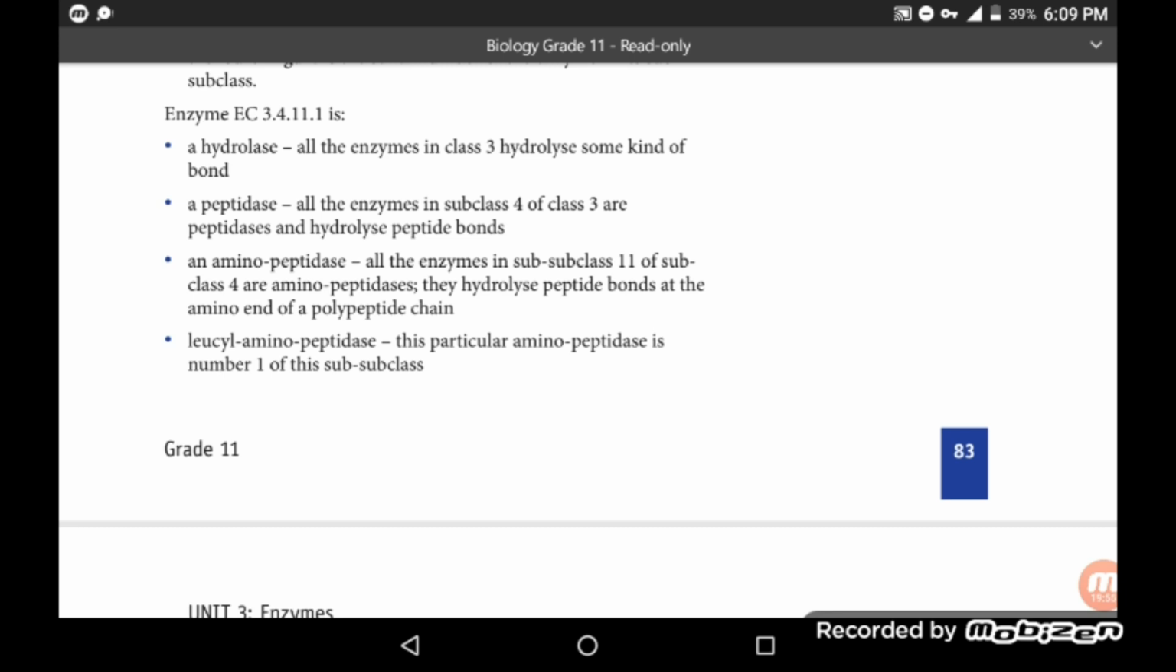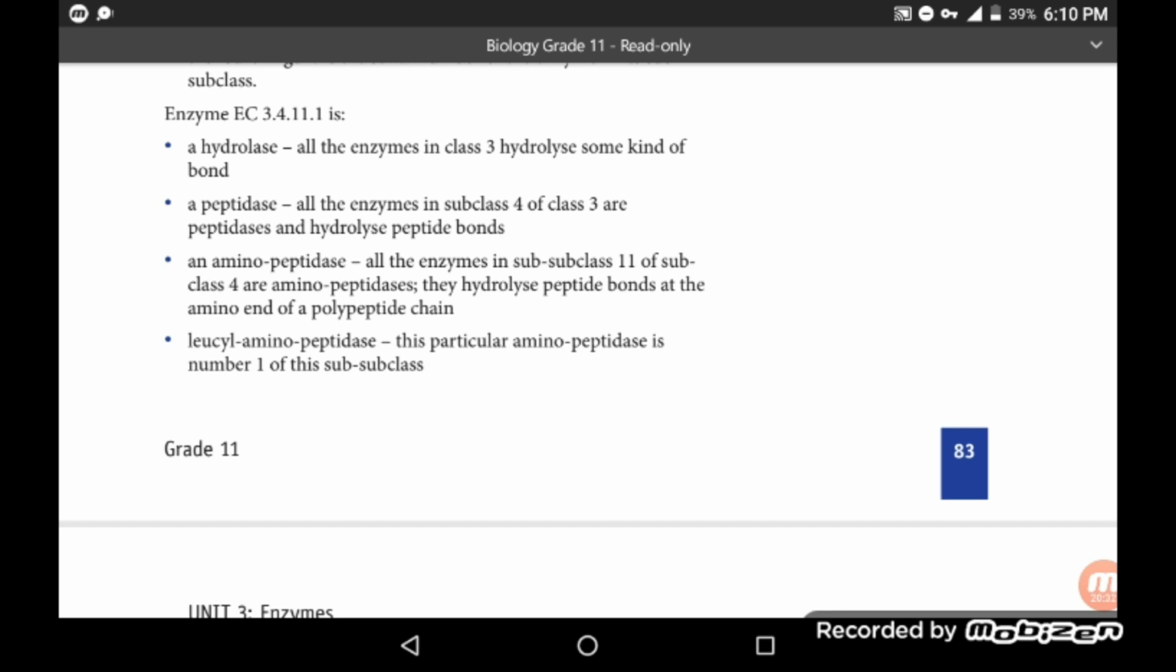So within the main class 3, we take 4, the peptidases, which hydrolyze peptide bonds, the bonds that link amino acids.